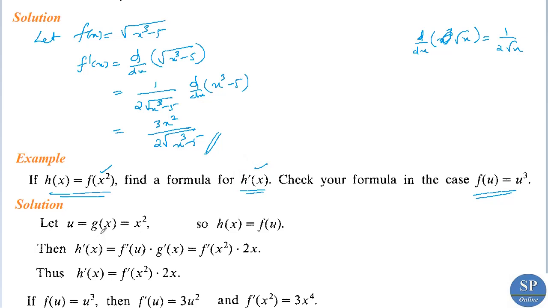Here we can use the chain rule. Let u equal g of x, equal to x square. Therefore, h of x is equal to f of u, where u equals x square.